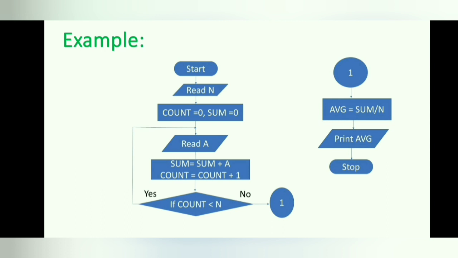In the next step, the value of count is checked. If the count is less than n, then the loop goes back to the fourth step and the same process is repeated. If the condition is false, the process breaks out of the loop and the average of n is computed. The result will be stored in the variable avg. Finally, the result is printed and the process terminates.